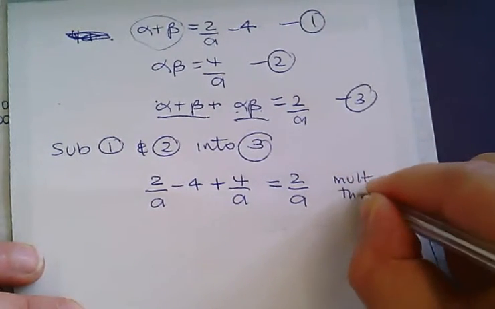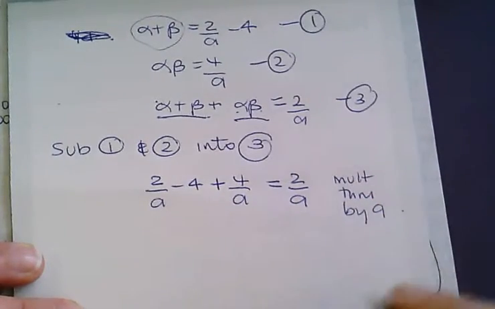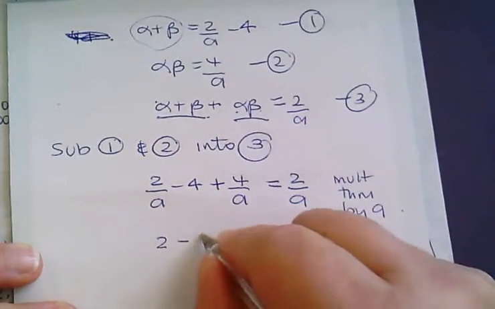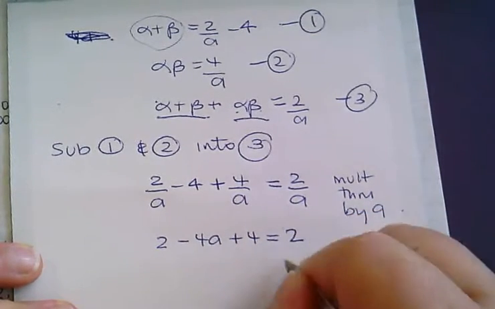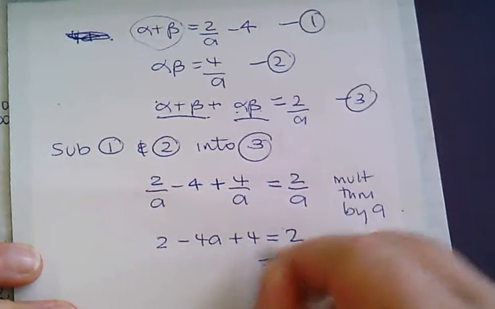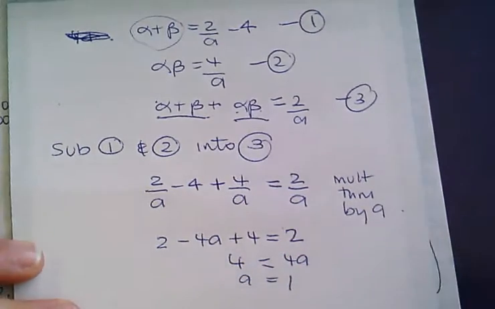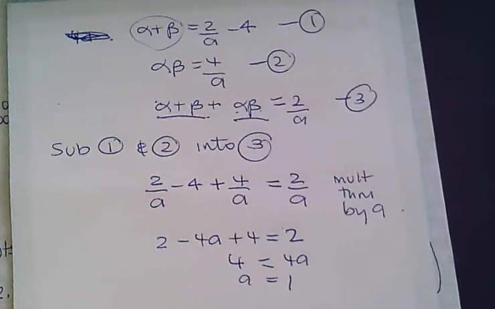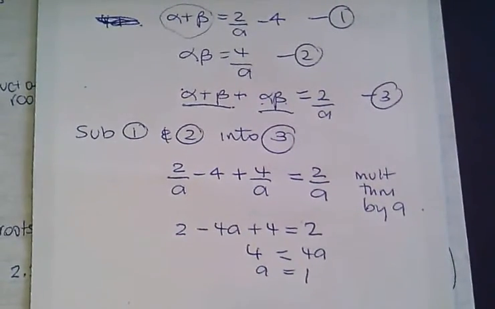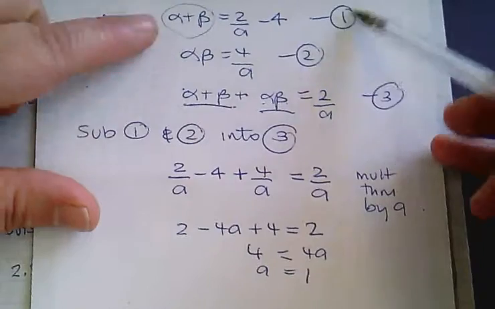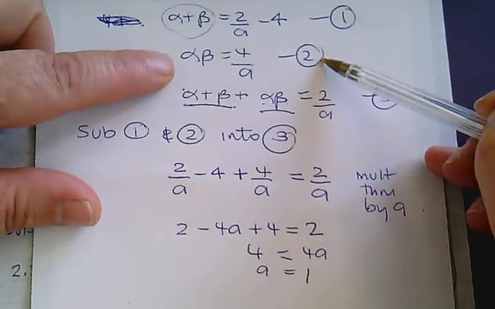Multiply through by a. And you will get 2 minus 4a plus 4 equals 2. We get that 4a is 4. A is 1. And now you can just substitute a is 1 into any equation you want. Actually, it'll have to be into both equations 1 and 2.